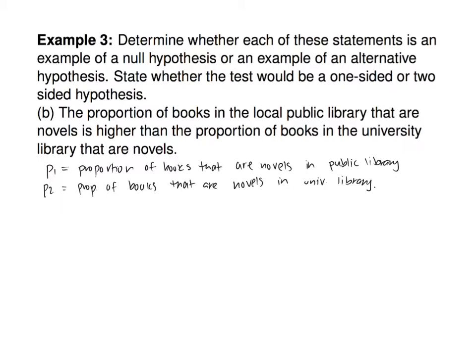Okay, so what is this saying in words? The proportion of books in the local library that are novels is higher than, so this is saying P1 is bigger than P2, isn't it? Yeah. Or it's saying that P1 minus P2 is bigger than 0, right? Since that doesn't include an equal to, it's alternative, exactly. So that's HA.